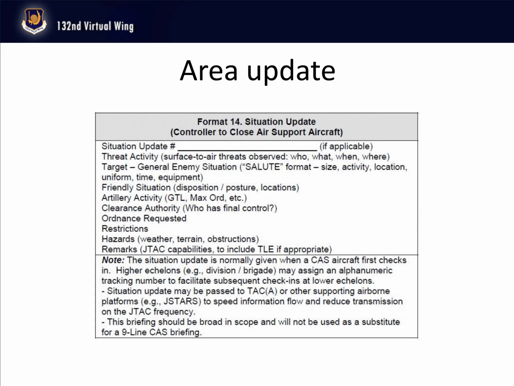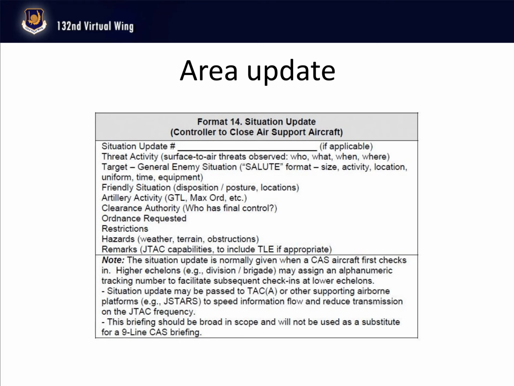Area update, or AO update, area of operation update. I'm on slide 14. This is the format we use to let the pilot know what's going on the ground. A situation update will come with a letter: AO update alpha, AO update bravo, as the situation evolves. Usually it will contain what the threats are, what the type of target is, and where they are. If JTAC already has tally on target, he will let you know.